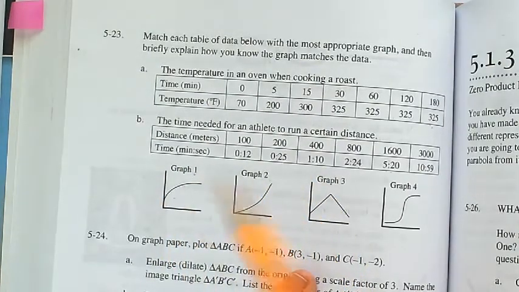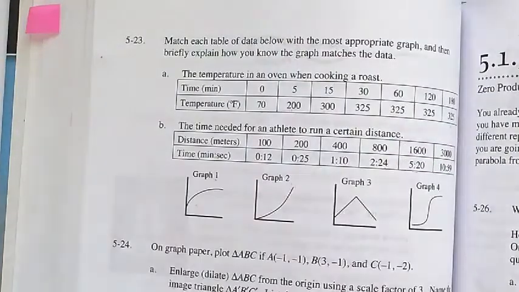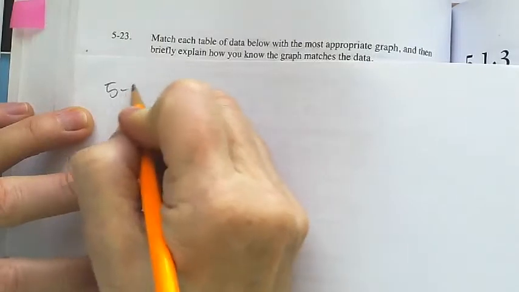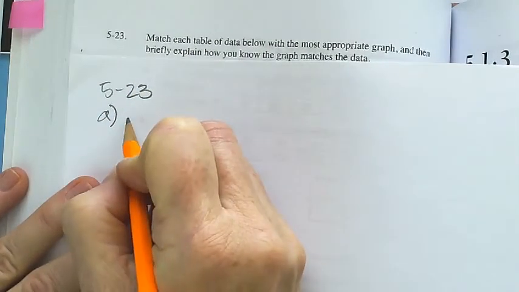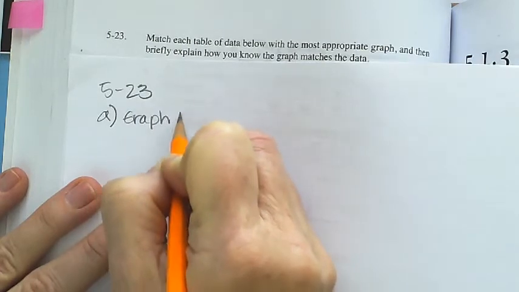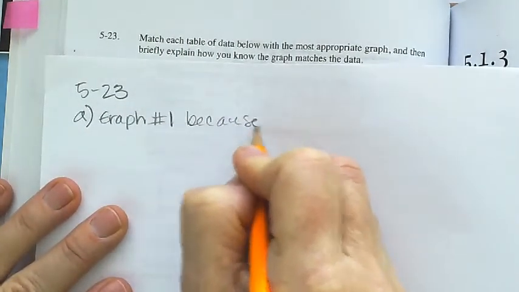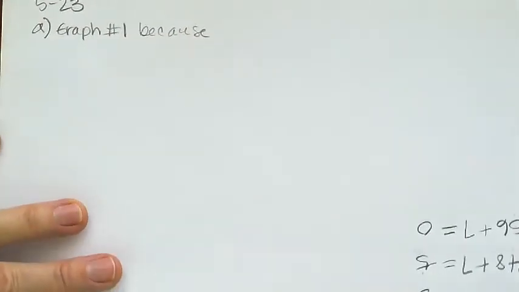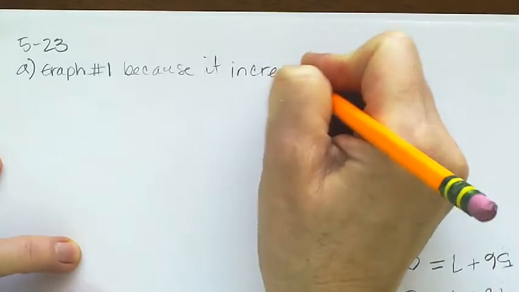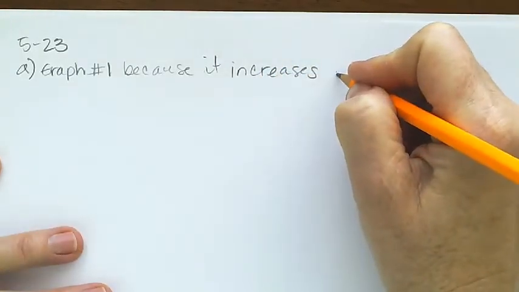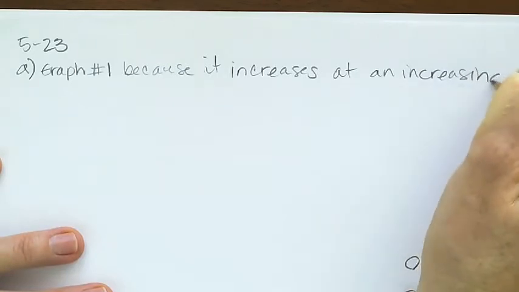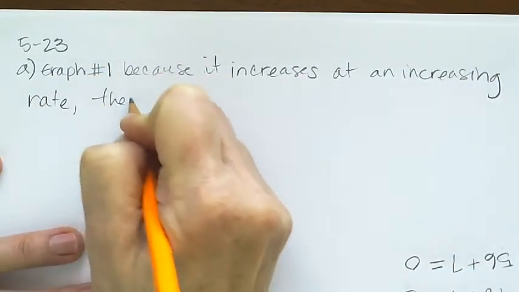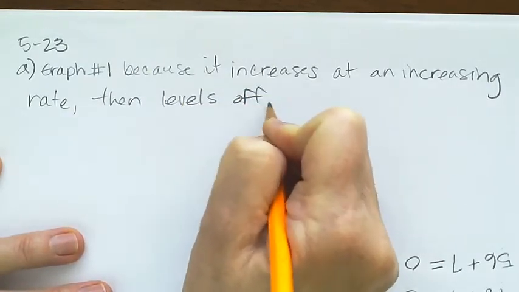So in your notebook, you would just write A. So for 523, let's write a little, maybe for A is graph number 1, because it increases at an increasing rate, then levels off. Let's say that.